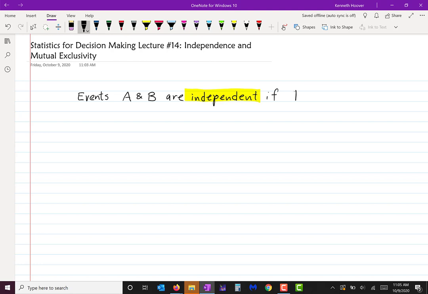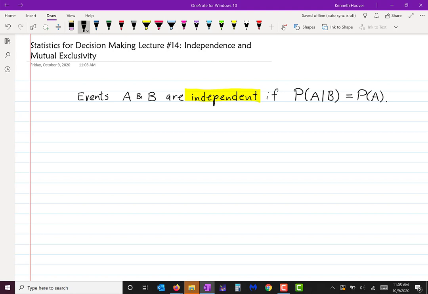the probability of A given B, if you don't remember what that means, then rewatch the previous lecture, okay? If that equals the probability of A. If that happens, then the two events are called independent.